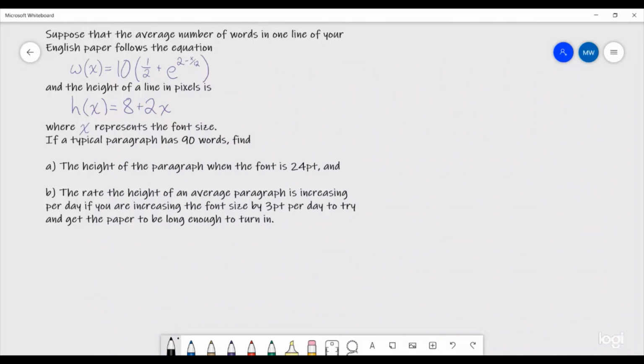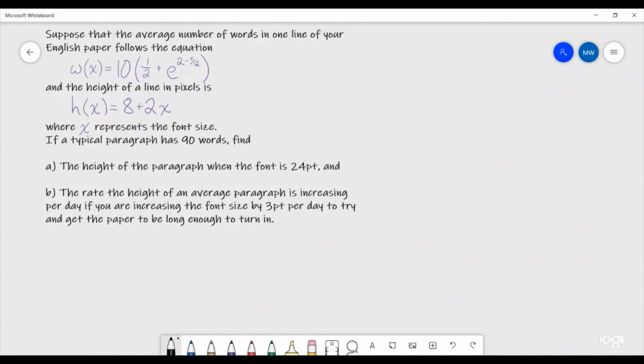So the first one is, what's the height of the paragraph when the font is 24 points? Well, what does this mean? Well, we know that the entire paragraph has 90 words, but not all of those words are going to fit in one line. So first, we're going to need to know what's the number of lines, and then second, we need to know how tall each of those lines is.